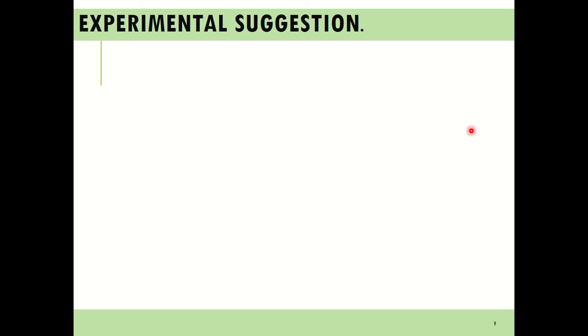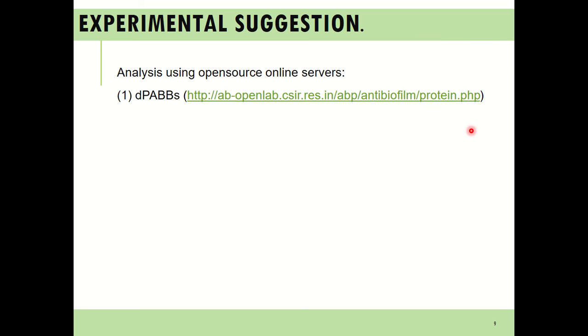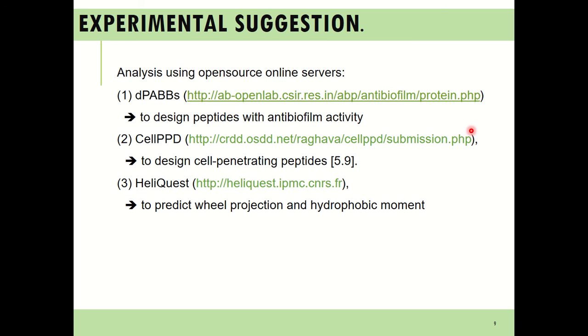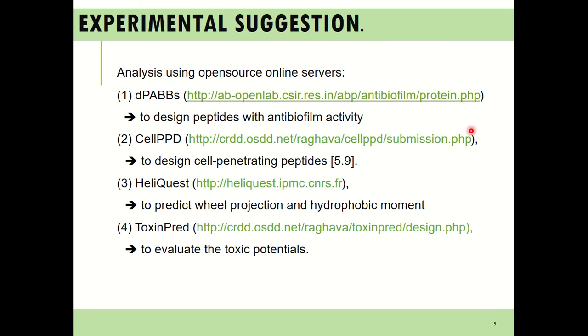After choosing the protein sequence as my template, the C18G sequence will be analyzed using 4 open source online servers: DPABB to design the peptides with antibiofilm activity, CellPPD to design the cell-penetrating peptides, HeliQuest to predict the wheel projection and hydrophobic moment, and the last is ToxinPred to evaluate the toxic potential. And here is the result.